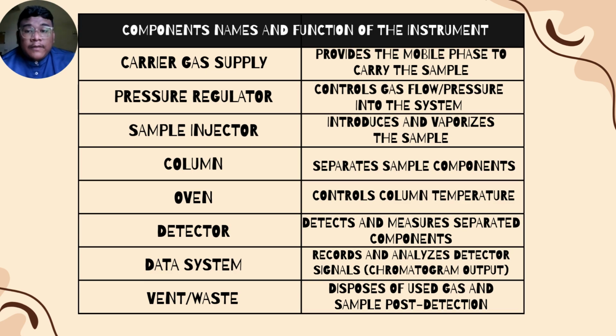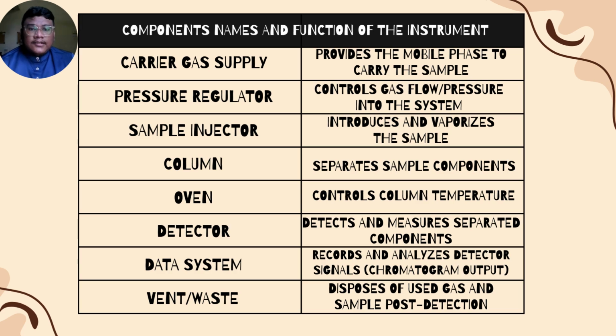So here we have the functions of the components in the gas chromatography. The carrier gas provides the mobile phase to carry the sample. Pressure regulator controls gas flow pressure into the system. Sample injector introduces and vaporizes the sample. Column separates sample components. Oven controls column temperature.